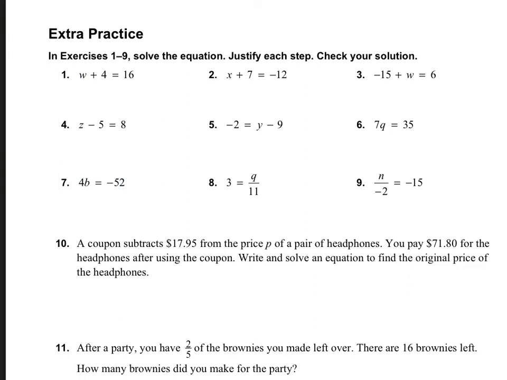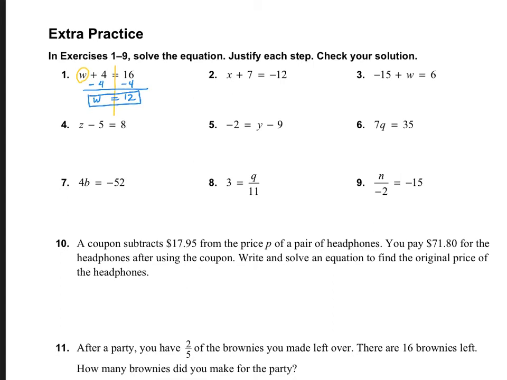Okay, on the next page we have some practice problems. In exercises 1 through 9, we want to solve the equation, justify each step, and check the solution. So in number 1, we want to solve for w. I always suggest that students circle the variable and draw a line at the equal sign. So what we're going to do is do the opposite of plus 4, which would be minus 4 on both sides. And so we end up getting w is equal to 12. And so that is the solving of the equation.